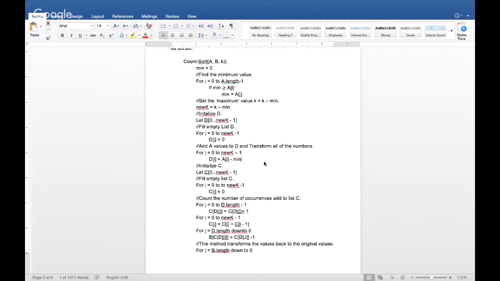And what this does is basically transform them to get rid of the negative values. So now we initialize C, and we fill the empty list, and what we do here is we count the. Let's see. I want to make sure I say this correctly. What we do is we make a list where C[i] contains the number of elements equal to i.